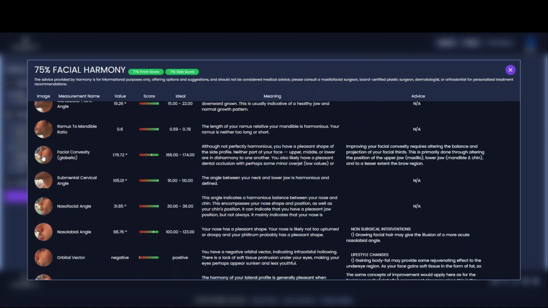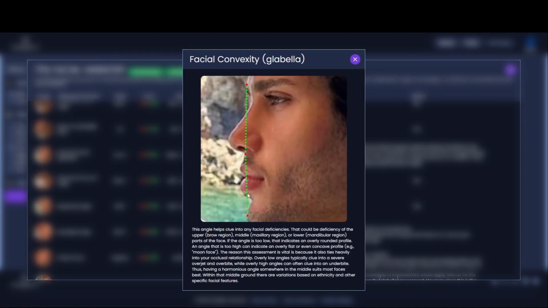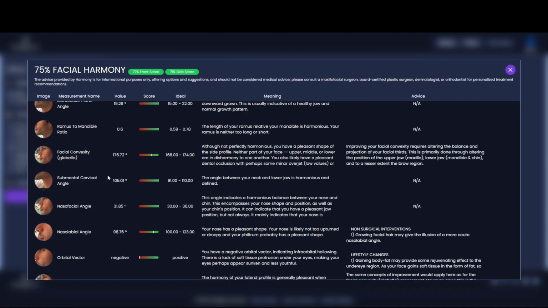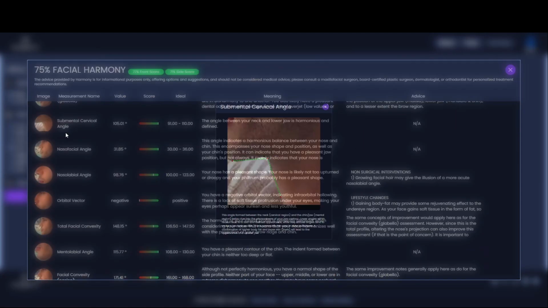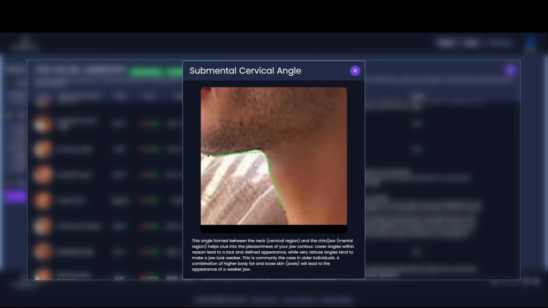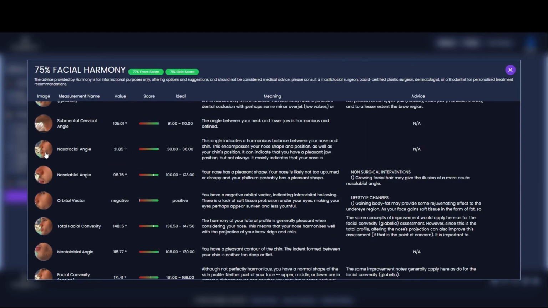His profile is definitely on the flatter side. You can see just how flat it is, but it's still within a normal range at 176 degrees. So again, within the green range is not anything to raise any red flags about. So although his profile is a bit flatter, I wouldn't say that he has an underbite or anything of that nature. And he has a tight submental region, so that's a favorable trait.